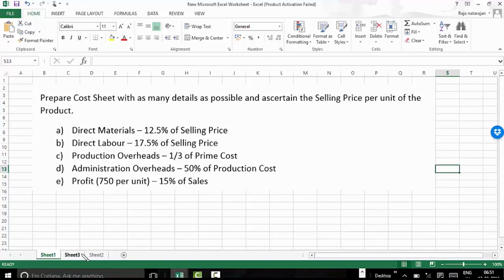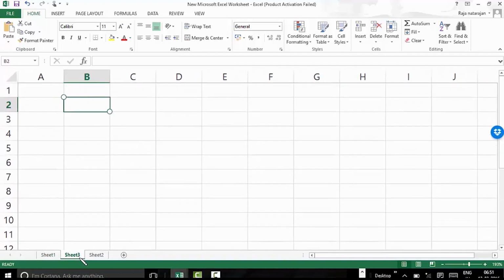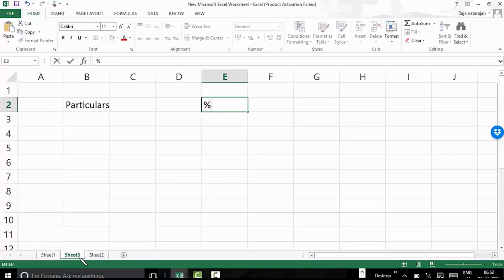So with this information we have to prepare a cost sheet and find out what is the selling price per unit. Okay, so let's have a cost sheet, let's have a structure. Let me do that here. We'll have particulars, and all information is available to us in percentages. So we'll have a column for percentage, then we'll have the column for amount. Okay, so this should help us to proceed further.